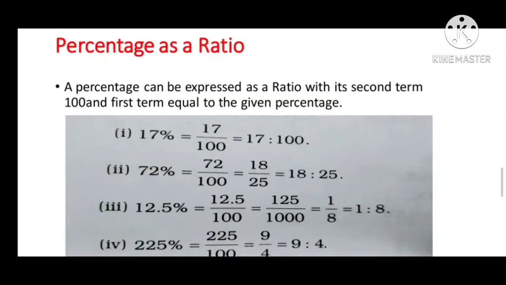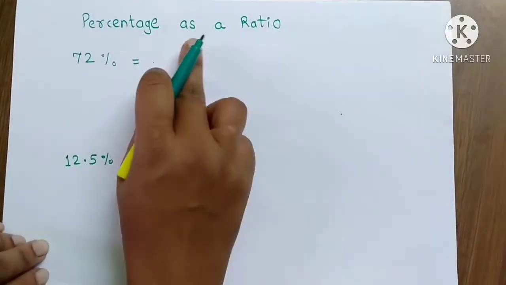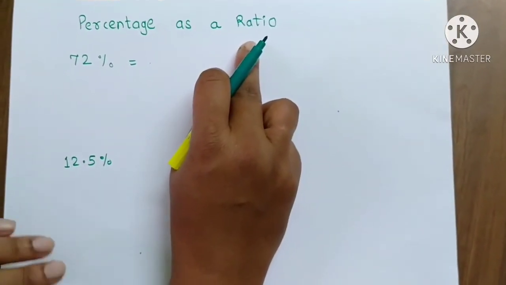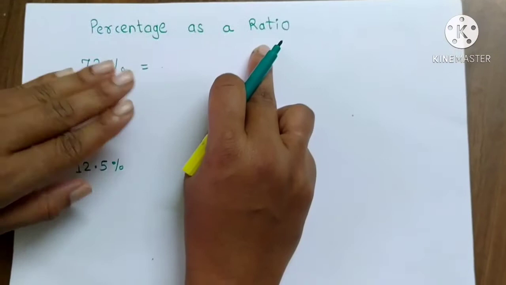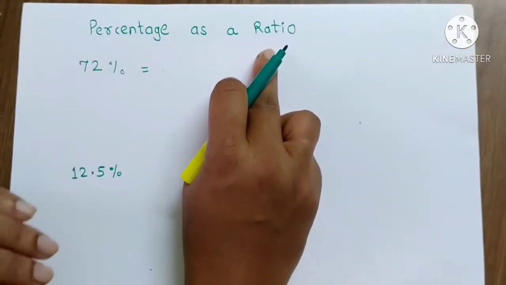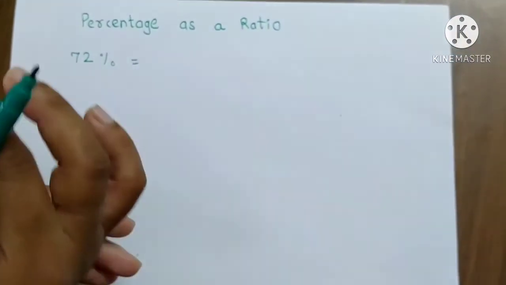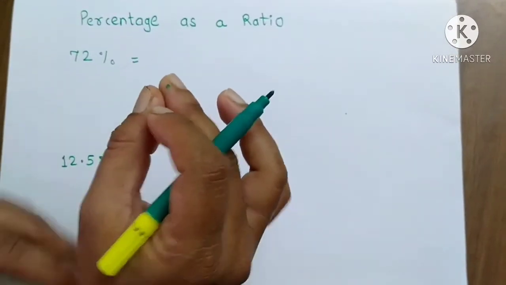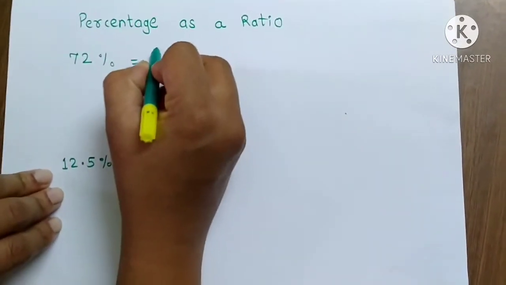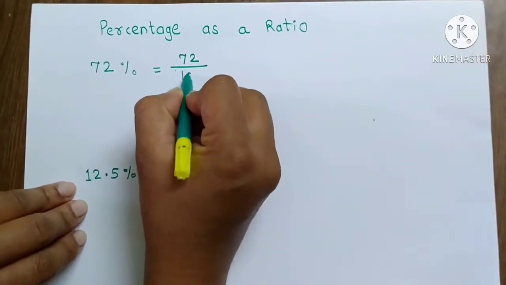Now next rule, percentage as a ratio. A percentage can be expressed as a ratio with its second term 100 and first term equal to the given percentage. Now we have to convert percentage in a ratio form. So a percentage can be expressed as a ratio with its second term 100 and first term equal to the given percentage. Means we have to write this 72 upon 100.